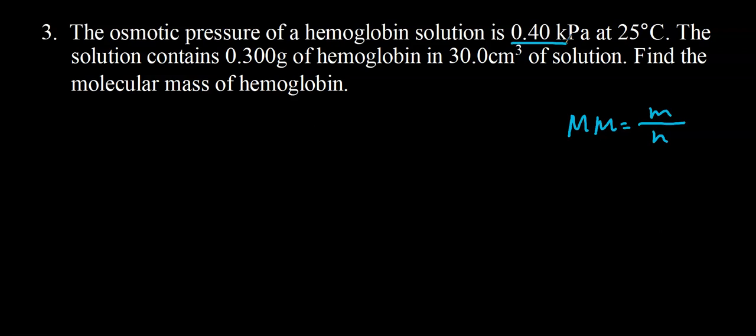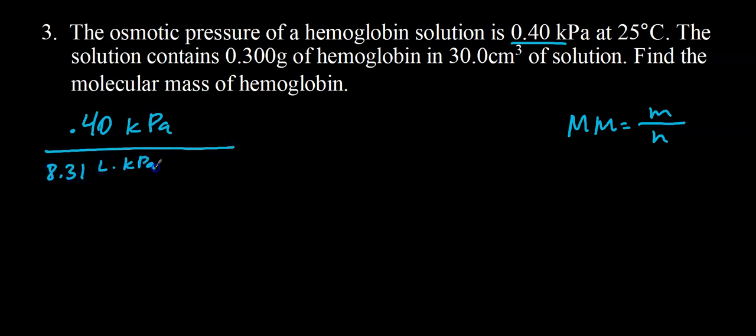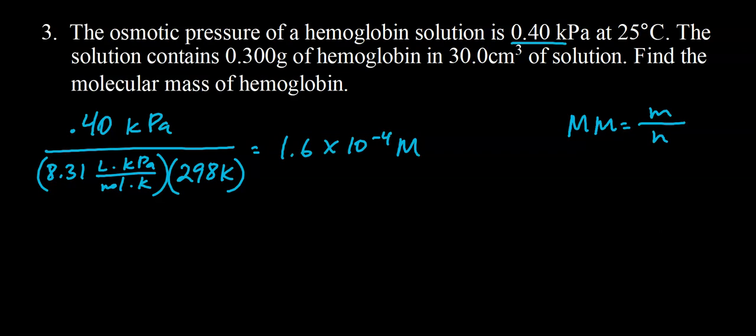So let's go ahead and set that up. So again, we have pi over RT. Once again, our pressure is in kilopascals, so we want to use the R that has kilopascals in it. Won't always be that way, but just be careful. So that will give us our molarity. Go ahead and pause the video and get that number, please. All right, so not a very high osmotic pressure, so we should expect a pretty low concentration, and that's exactly what we have. 1.6 times 10 to the negative fourth molar is the concentration of the solution.